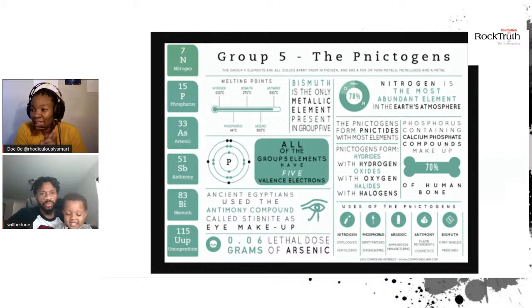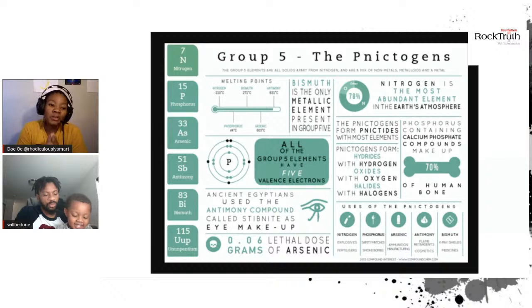And then phosphorus containing calcium phosphate compounds make up our bones. So about 70% of our bones is made up of this. And this is why phosphorus is super important, because all of our cells are constantly being replaced, even our bones. You would think that your bones, once they're set, that's pretty much it. No, they are regenerating as well. And phosphorus is instrumental and very necessary for the.